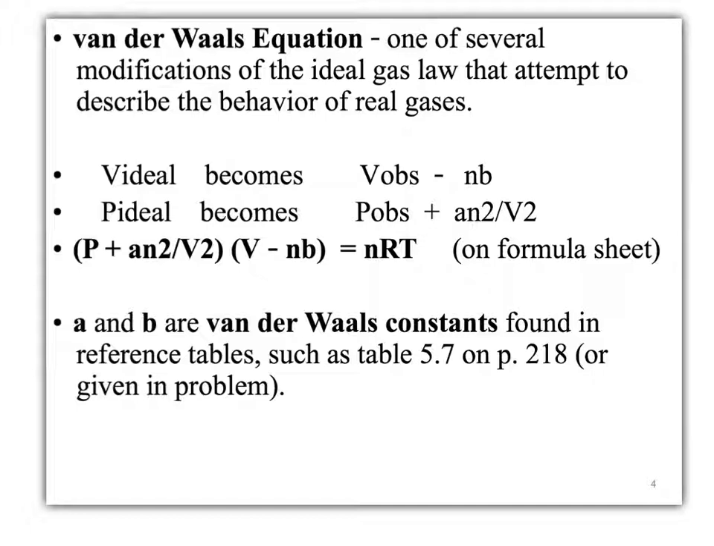I'll double check the 2014 formula sheet because there were some changes, but we'll make note whether it's there or not. I'm pretty sure it's going to be because they haven't tried to make things more difficult. They just tried to do more depth about what we're teaching. As we stated, a and b are both van der Waals constants. They can be found in reference tables, and if they're not, then they're given in the problem. They're not things you have to memorize.